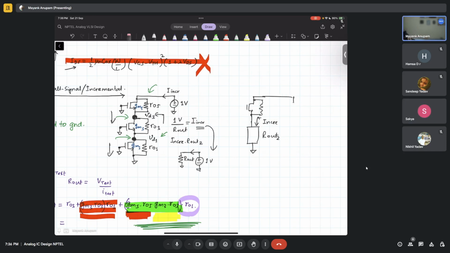So this is again plus 1 volt, okay, and this is I incremental. So what will be the voltage that will appear at this point? It will be I incremental into R out, isn't it? Why should it be minus 1 minus something? 1 minus something will be the voltage across this one, no? Across this one.